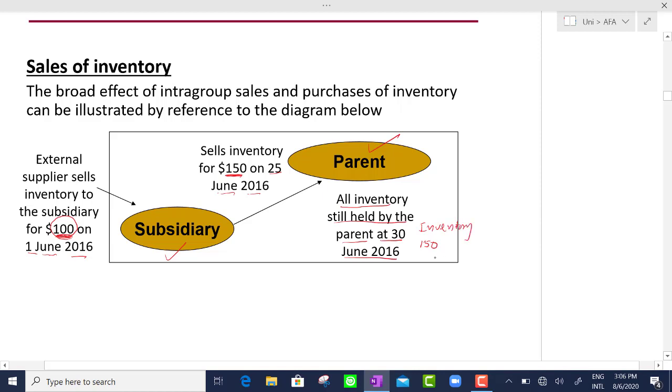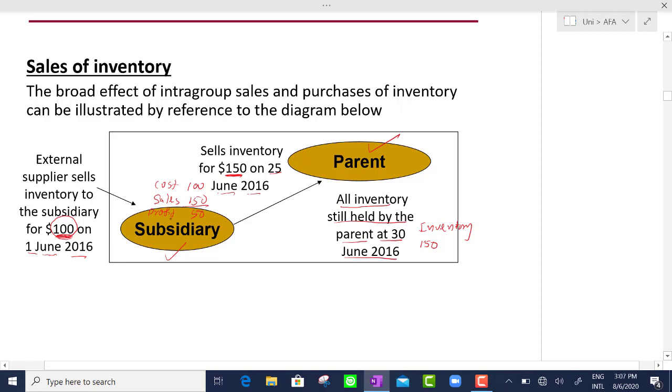Inventory, this 150 value is okay for the parent's individual financial statements. Because that is the cost to the parent company. And the subsidiary company's sales are 150, their cost was 100. So they have a profit of 50.